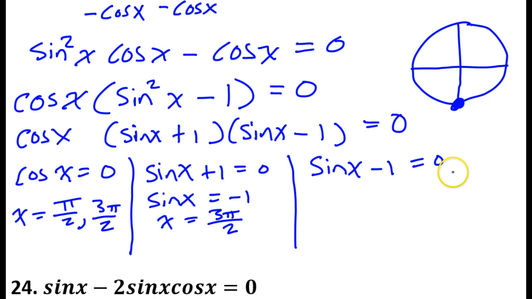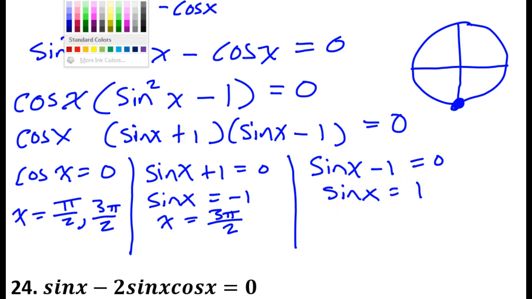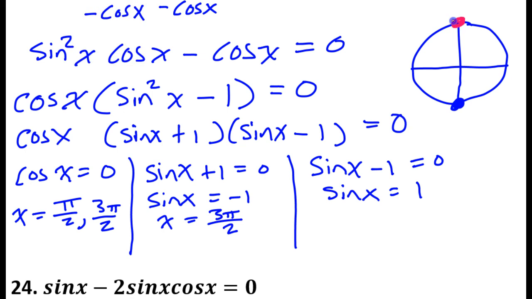Now, if I add 1 to both sides, then I'm going to get sine x is equal to positive 1. So sine of what angle is positive 1? The y value is positive 1 up here at the very top, so that is pi over 2. That would give me x is equal to pi over 2, which again I already had. So really, these are my only two solutions. This is just repeating.